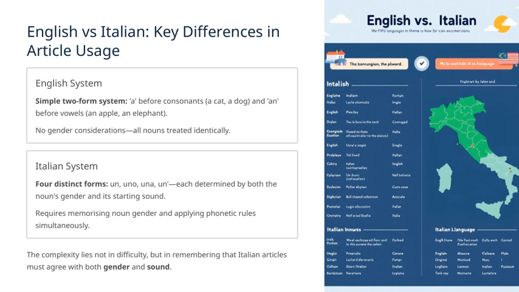It's not just about memorizing a list. It's about understanding that the article must agree with both the gender and the phonetic context. While this might seem complicated at first, with practice, it becomes a natural part of learning Italian, and it's a key step in becoming fluent.